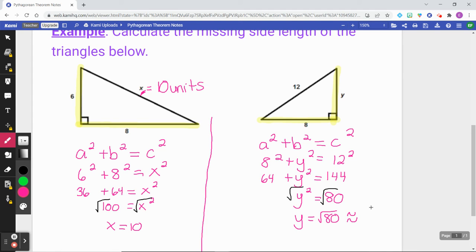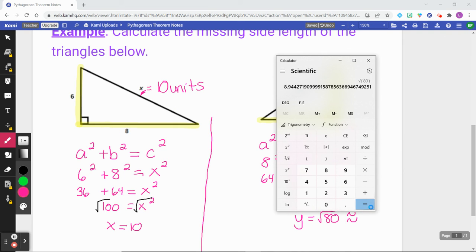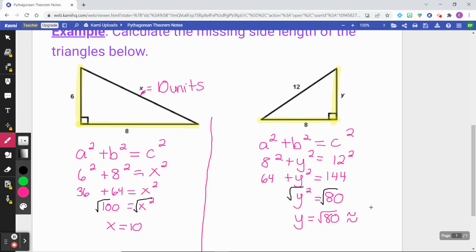If we are okay with decimal approximations, and again, deciding what your teacher is looking for, let's go ahead and look at the calculator. The square root of 80 is about 8.94. So again, depending on the place value, I'll just put 8.9 and then units.